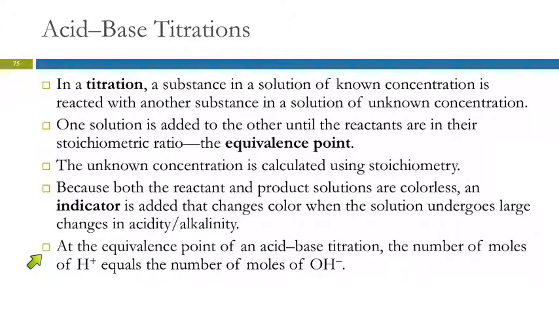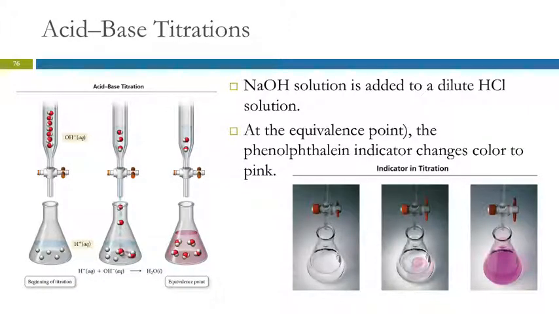So at the equivalence point for an acid-base reaction, the number of moles of hydrogen ions is equal to the moles of hydroxide ions that were added. So here's an illustration and some pictures. Here we're just looking at this net ionic equation of hydrogen ions plus hydroxide ions to form water. This is actually a sodium hydroxide solution and a hydrochloric acid solution, but the sodium ions and the chloride ions are spectators, and so we can just ignore them.